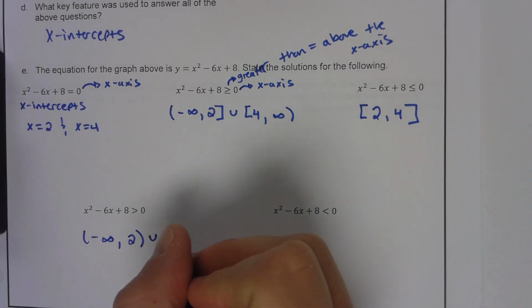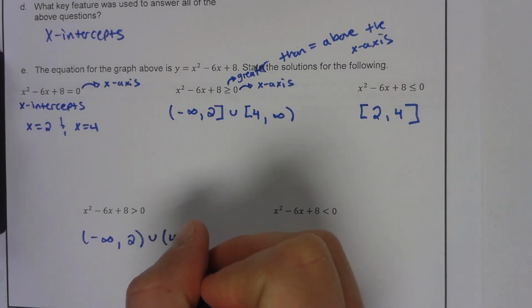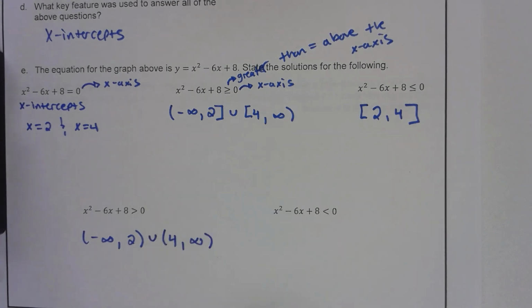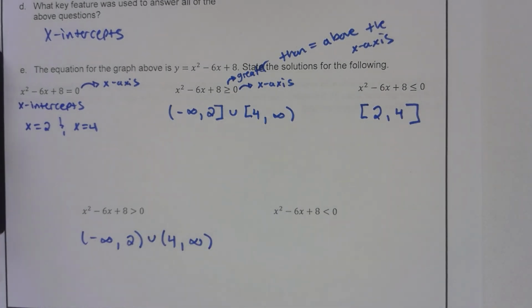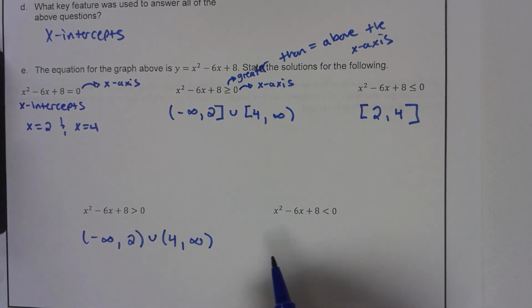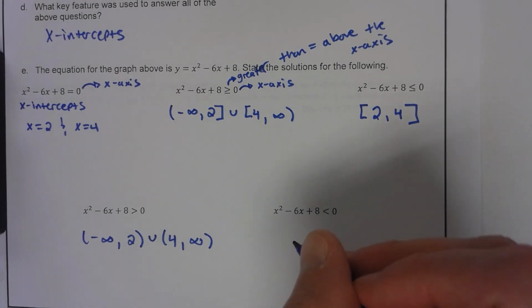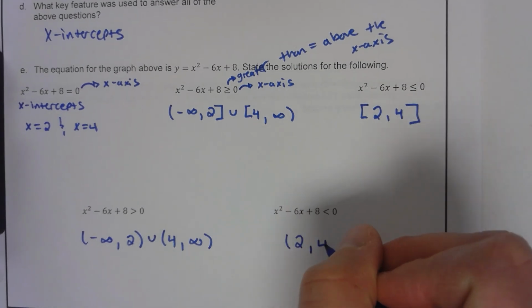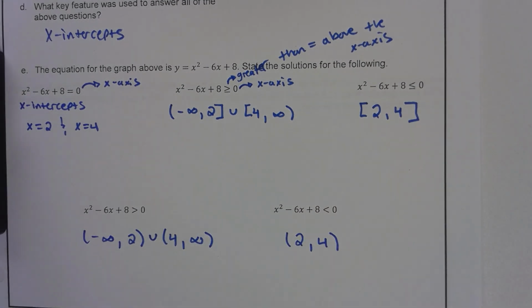Okay, and then the union with 4 to infinity. Okay, and then the less than, but less than and not equal to are just all numbers between 2 and 4, but not including 2 and 4.